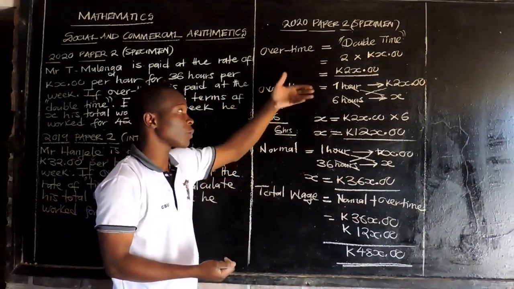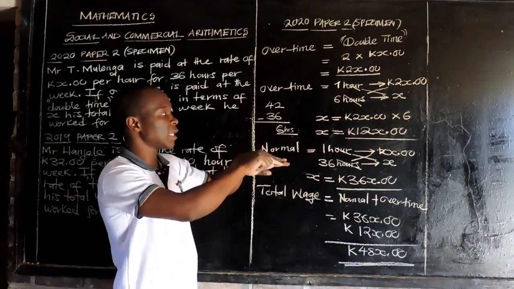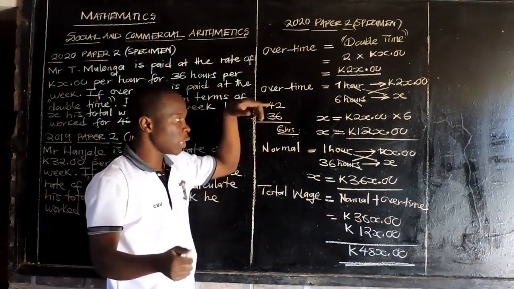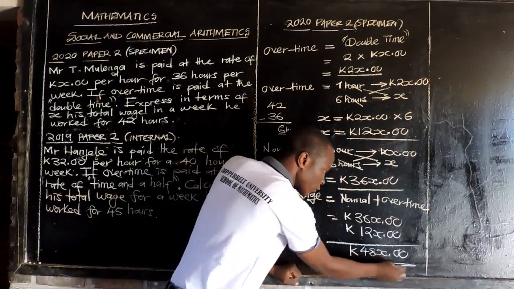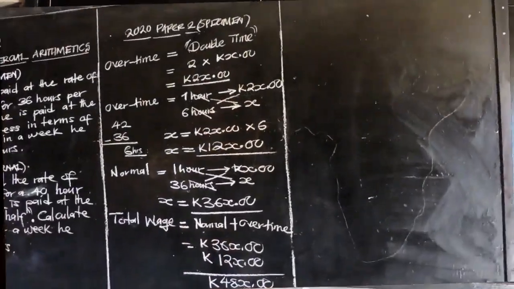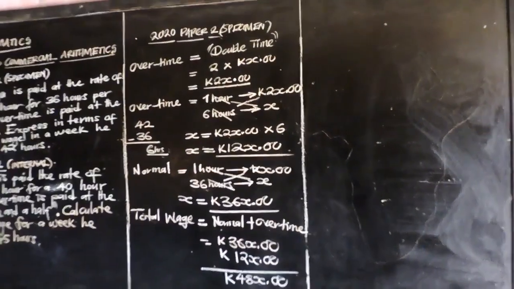So whenever you come across a question that says express a certain expression in terms of x, meaning your answer should have an x. Okay? So this is our x. Are we together, people? Yes. Which is 2019 paper 2 internal. Are we together, people? Yes.